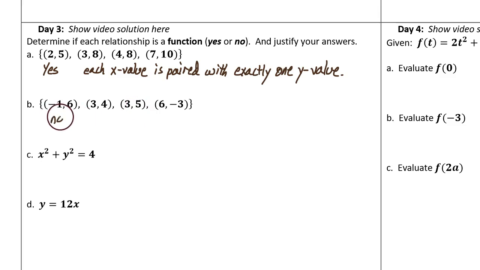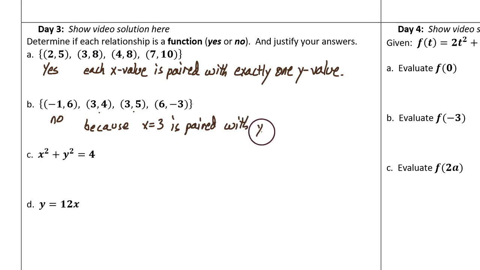This is not a function because of this right here. The x value of 3 is not paired with exactly one y value. An x value of 3 gets paired with 4 and with 5. So the answer is no, because x equals 3 is paired with y equals 4 and y equals 5.